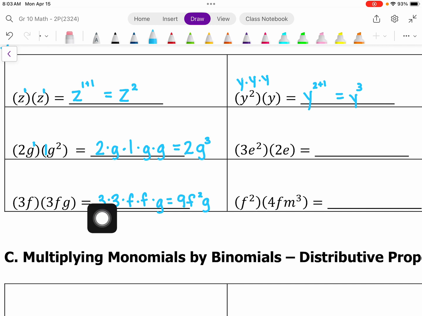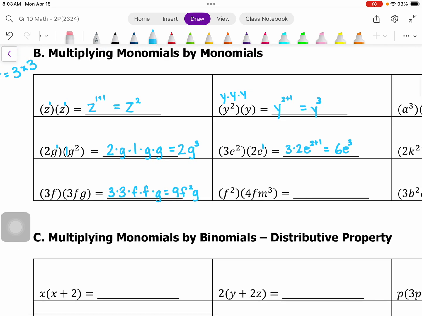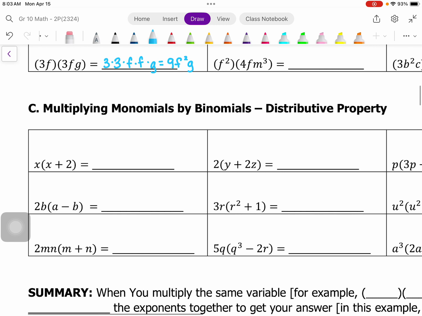In this question, I have a 3 times a 2, and then I have an e, and I'm going to write the short form. So e squared times e to the exponent 1, so then I add my exponents. So this equals 6e cubed. I'll leave the rest of these examples for you to try on your own if you're watching the video, and you can go into Content Library to check your answers for the other ones.